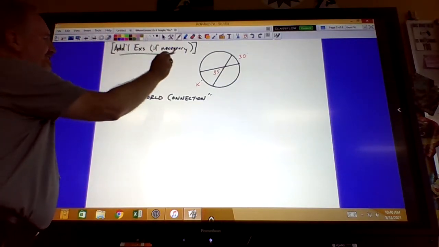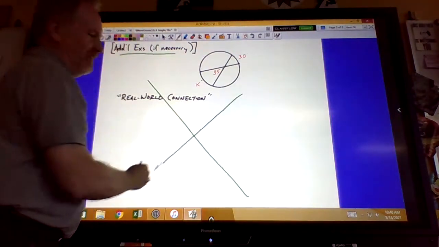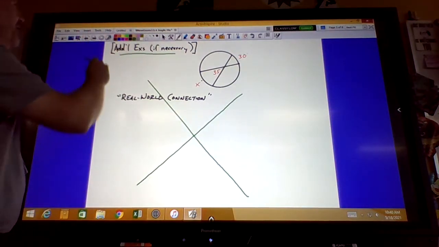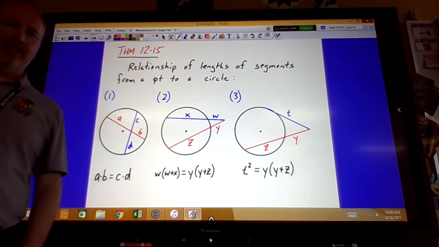Boom! Additional examples if necessary. I don't think it's necessary. This is pretty easy stuff, right? So we'll move on to screen 6, and this looks really confusing.